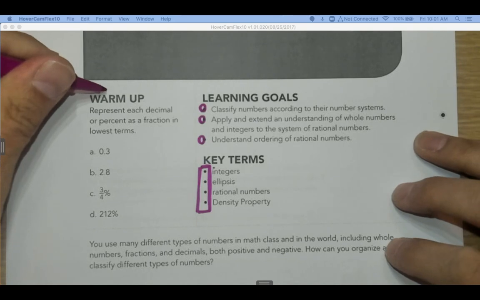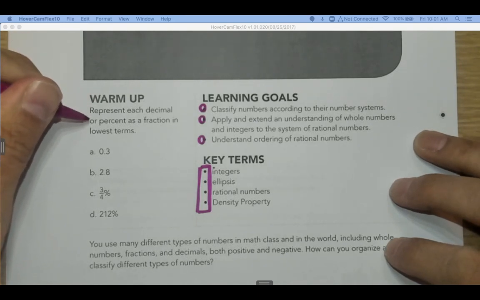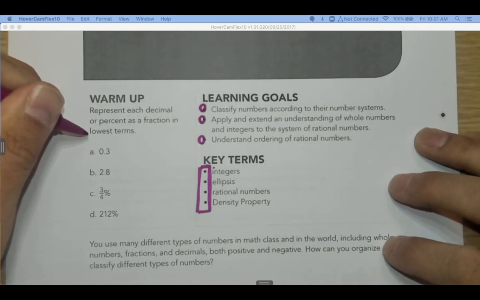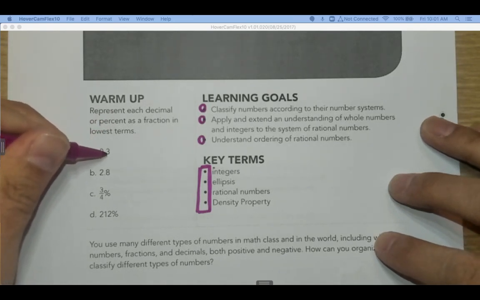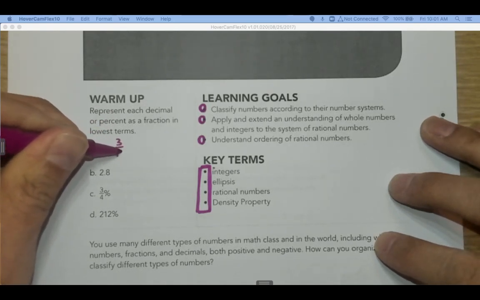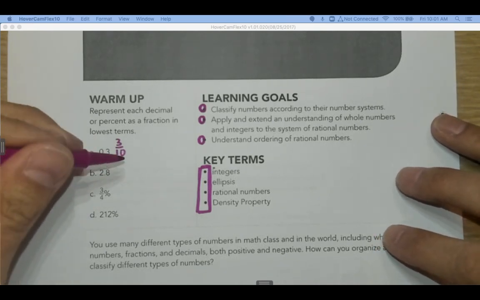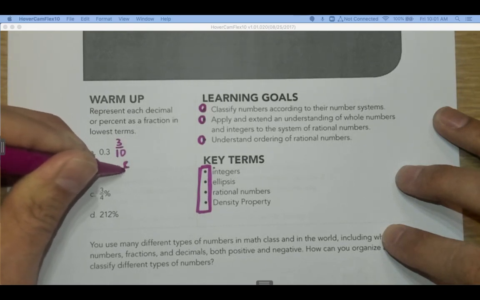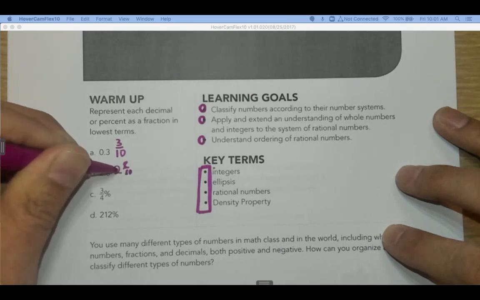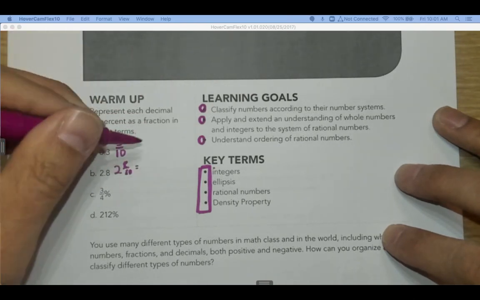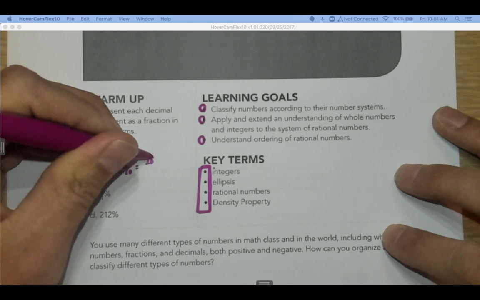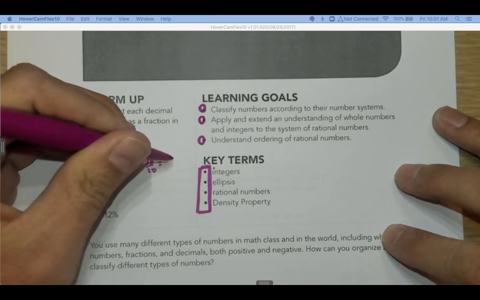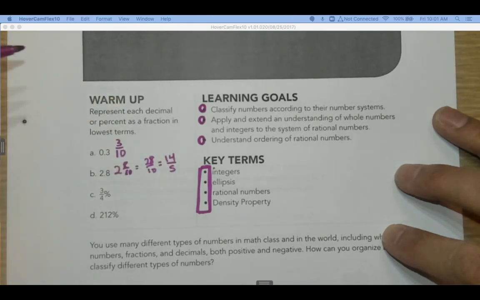So the warm-up here is to represent each decimal or percent as a fraction in lowest terms. So if I say this 3/10, I would write the fraction. This would be 2 8/10, which I could rewrite as 28/10, which I could simplify down to 14/5. And that's as simple as I could make this fraction.